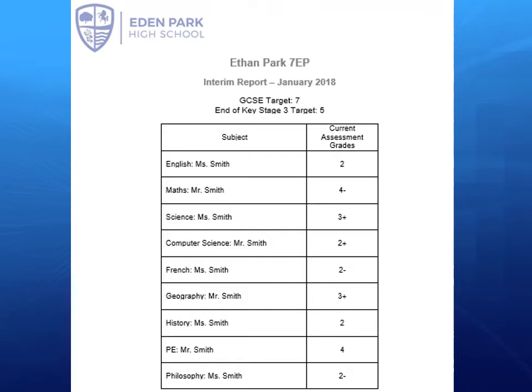A 4- would mean they are working just within a grade 4, so they've only just achieved their grade 4. A 3+ would mean they're working at the very top of a grade 3, nearly working at that grade 4. If there's no minus or plus next to a grade, that means they're just secure within that grade at the moment.